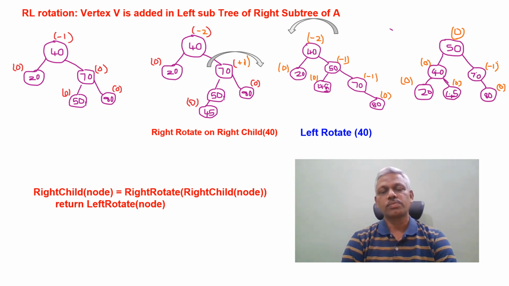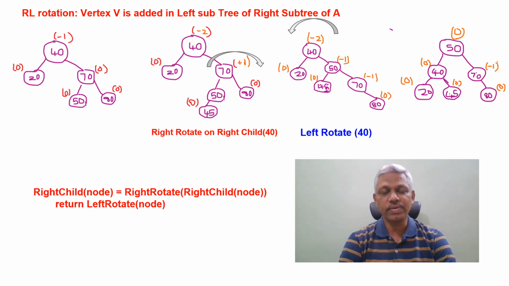We'll first right rotate on the vertex 70, which is the right child of 40, and then left rotate on 40. So if I go for the right rotation on the right child of 40, that is 70, we push 50 upwards and 70 downwards as the right child of 50. So 50 is pushed upwards, 70 is made the right child of 50, and 80 is the right child of 70. So this is the first scenario.